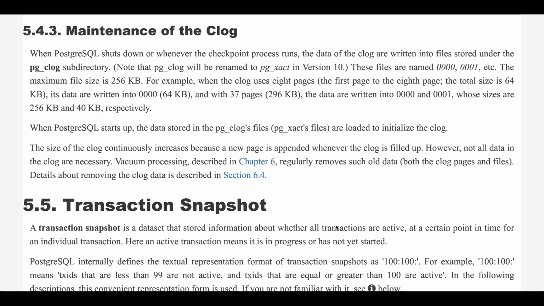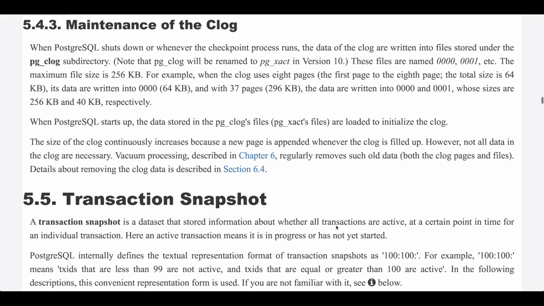For example, when the clog uses 8 pages, the first page to the 8th page, the total size is 64 kilobytes. Its data is written into 0000, 64 kilobytes, and with 37 pages, 296 kilobytes, the data are written into 0000 and 0001, whose sizes are 256 kilobytes and 40 kilobytes, respectively.